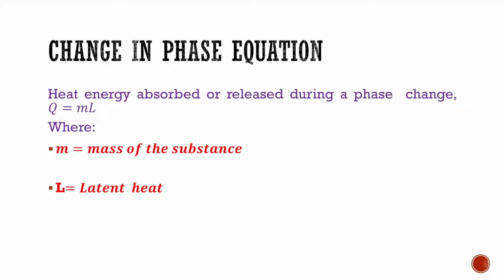And the other equation for the heat energy absorbed or released is during a phase change. At that time there won't be any temperature change. So there will be phase changes, and at the time of phase change there will be heat energy absorbed or released, and that is represented by Q is equal to ml, where m is the mass of the substance and L is the latent heat.